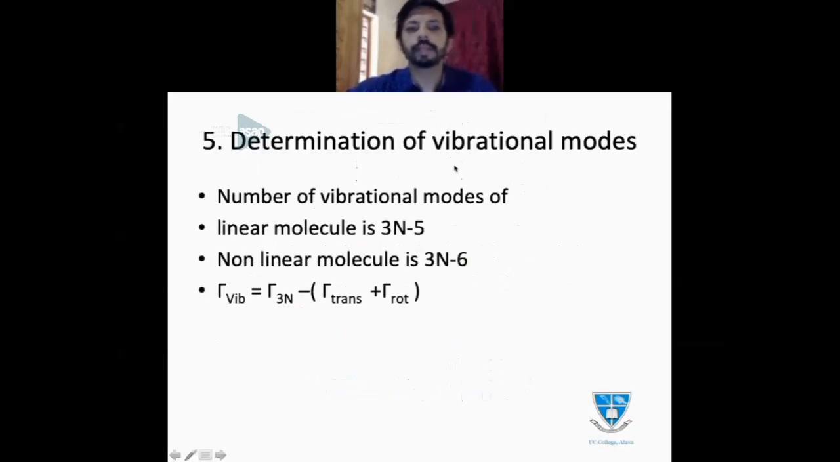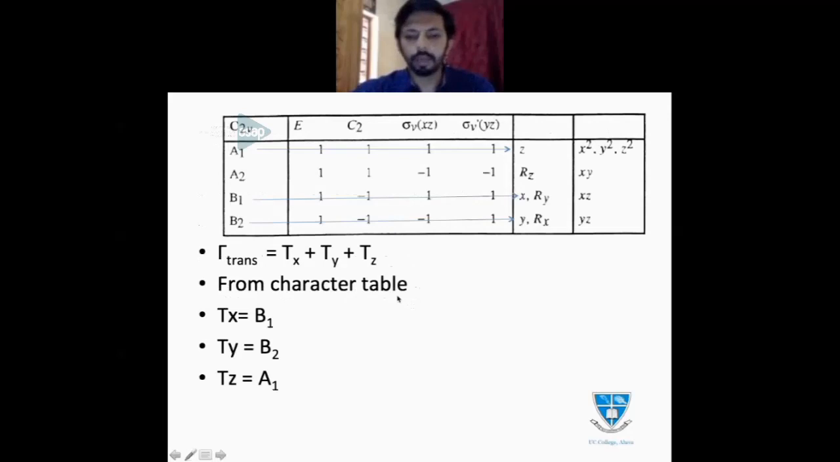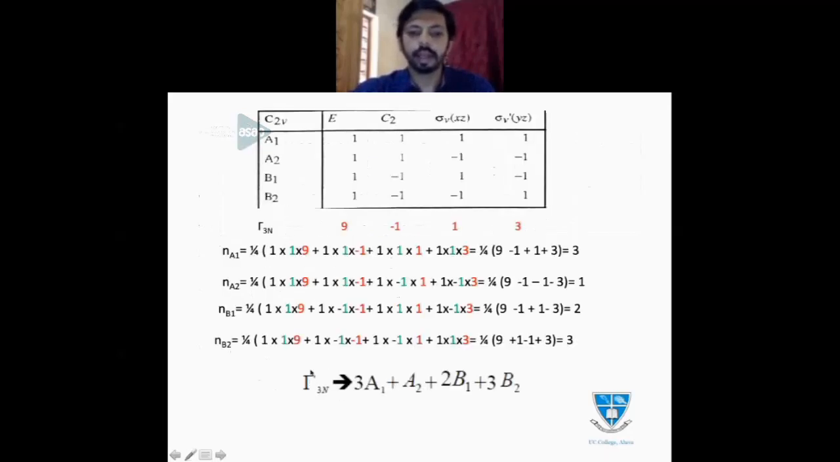Then the fifth step is the determination of vibrational modes. If there are n number of atoms, we are all familiar that there will be 3n degrees of freedom. For a linear molecule, the number of vibrational modes will be 3n minus 5, and for a non-linear molecule, it will be 3n minus 6. This 5 and 6 is nothing but the translational degrees of freedom and rotational degrees of freedom. And we have obtained the gamma 3n, that is the total degrees of freedom.